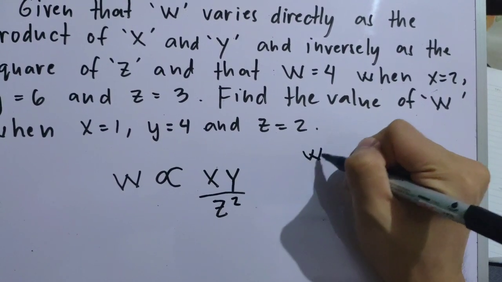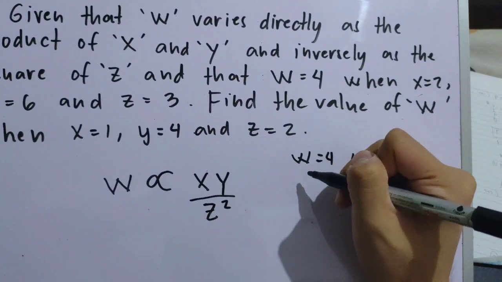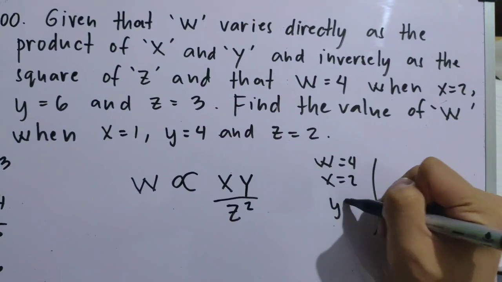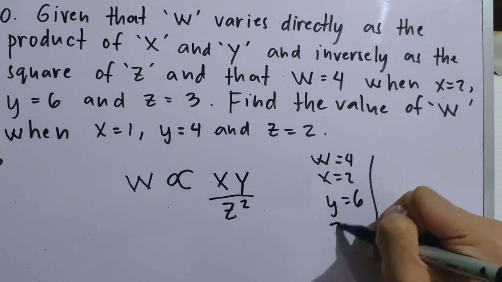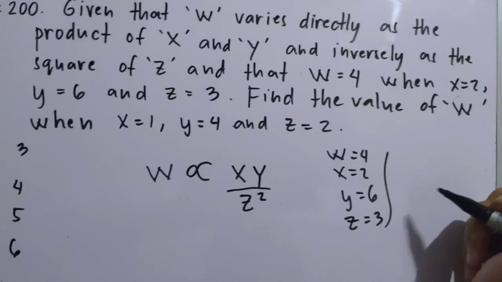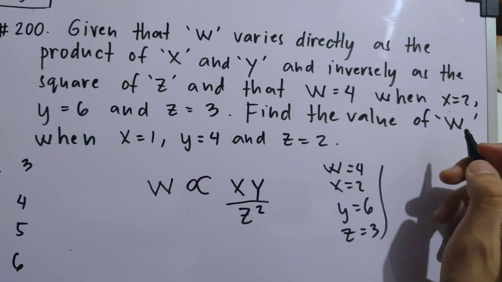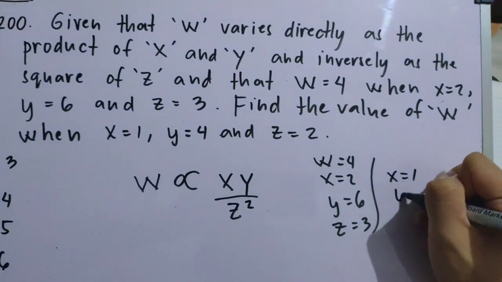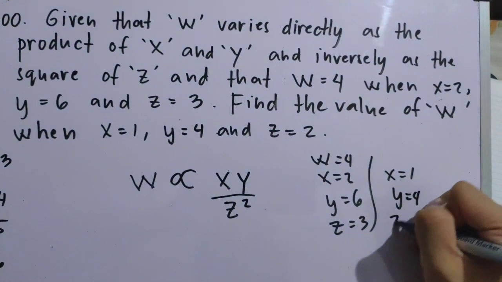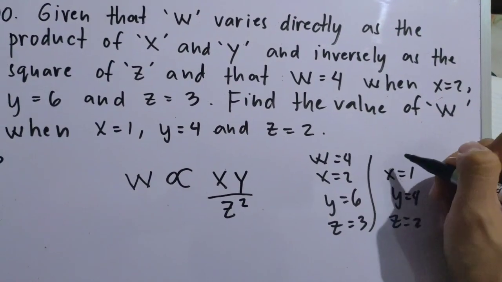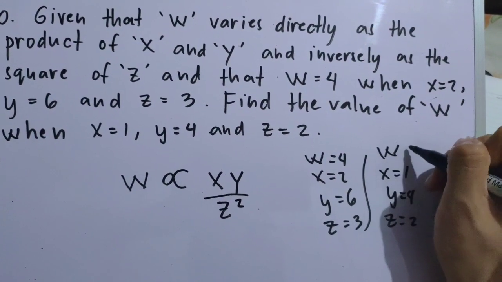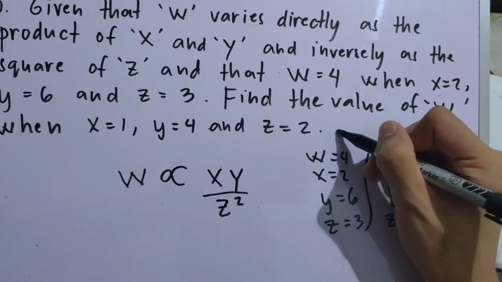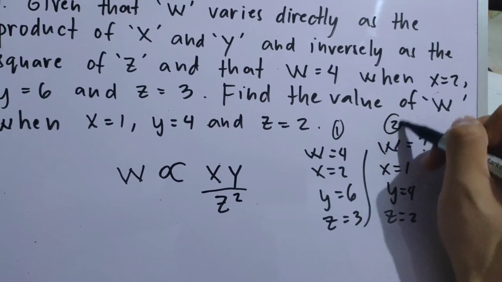W is equal to 4 when x is equal to 2, y is equal to 6, and z is equal to 3. Find the value of W when x is equal to 1, y is equal to 4, and z is equal to 2. So hanapin lang natin yung value ng W kapag ganito yung condition natin. So ito yung first condition natin, ito yung second condition natin.